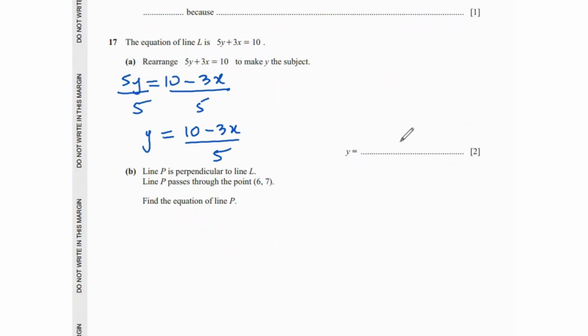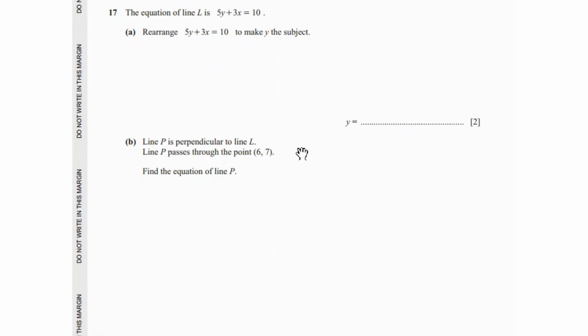In these type of questions, you have to take each term to the other side step by step and make sure that the thing that they want you to make the subject is isolated on one side and everything else is on the other side. Line P is perpendicular to line L. Line P passes through the point 6, 7. Find the equation of line P.